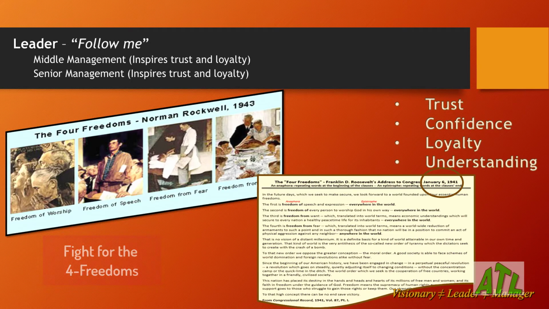And if we do go to war, this is why we're going to go to war: to provide the freedom of worship, the freedom of speech, the freedom from fear and freedom from want, for example. And as a result of that, the key behind it was he was able to build the trust. He conveyed the confidence. He crafted the loyalties, and he also had an understanding.